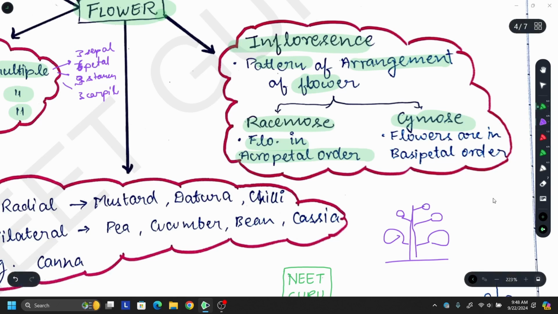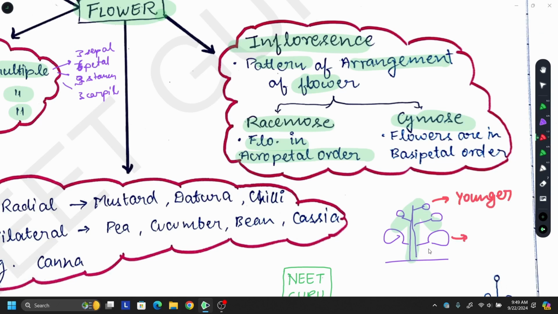So as you can see, when you go upward, the size of the flowers decreases because the flowers on the upper side are younger. These upper flowers are younger, and the flowers which are below are older. This is what we call acropetal order. When the flowers are born in the acropetal order, it is called racemose inflorescence.